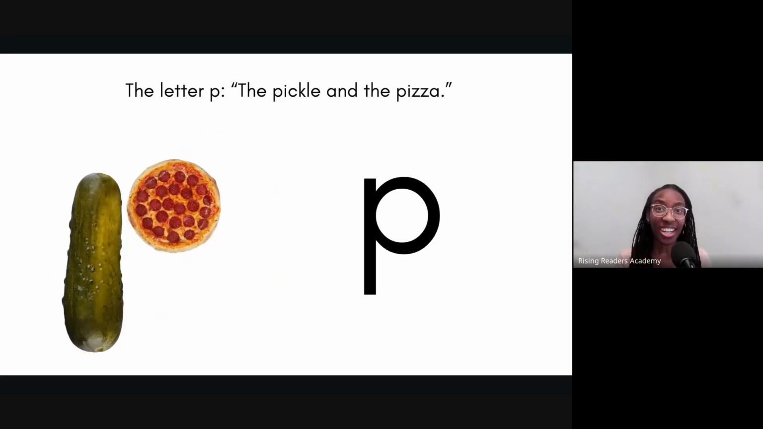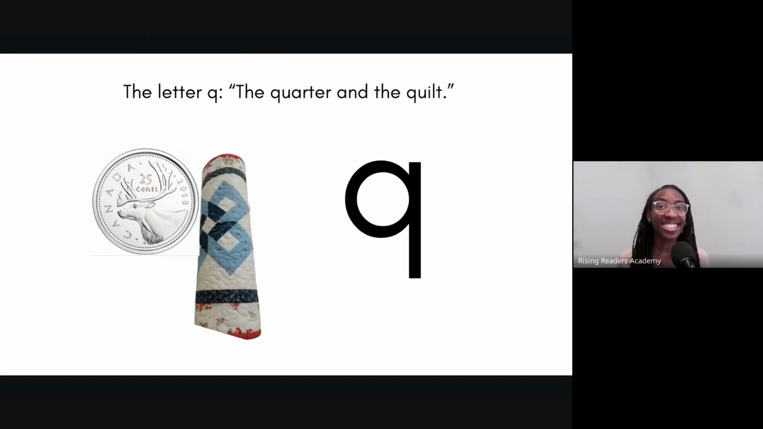Moving on to the letter P. The trick for this one is the pickle and the pizza, the pickle and the pizza. That's how we make a P, the pickle and the pizza. Again, they start with the line, the pickle, and then the pizza goes up a little higher than the B.